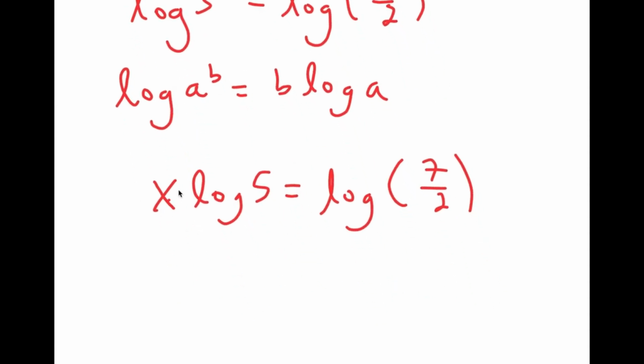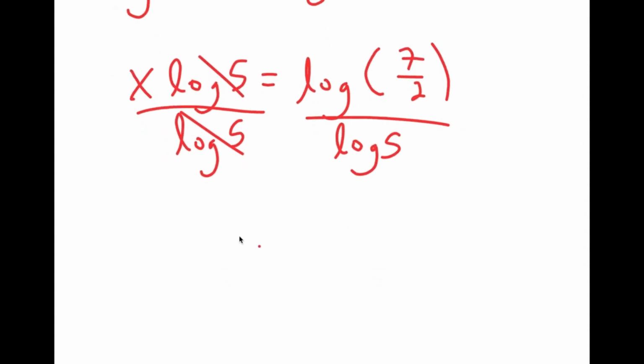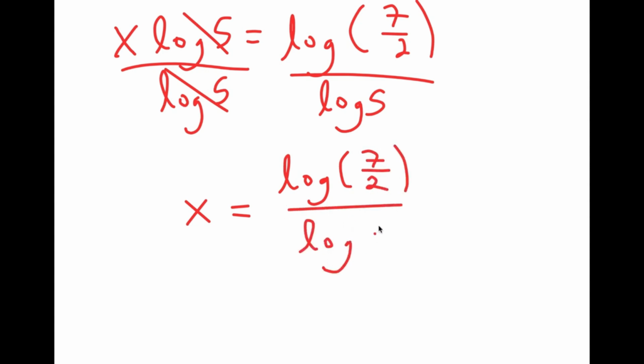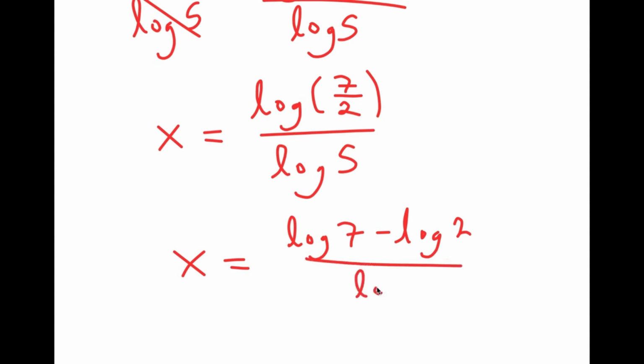Now we want to isolate x, so I'm going to divide both sides by log 5. So now these two cancel out, and I get x is equal to log of 7 over 2 over log 5. Now this turns into log of 7 minus log 2 over log 5.